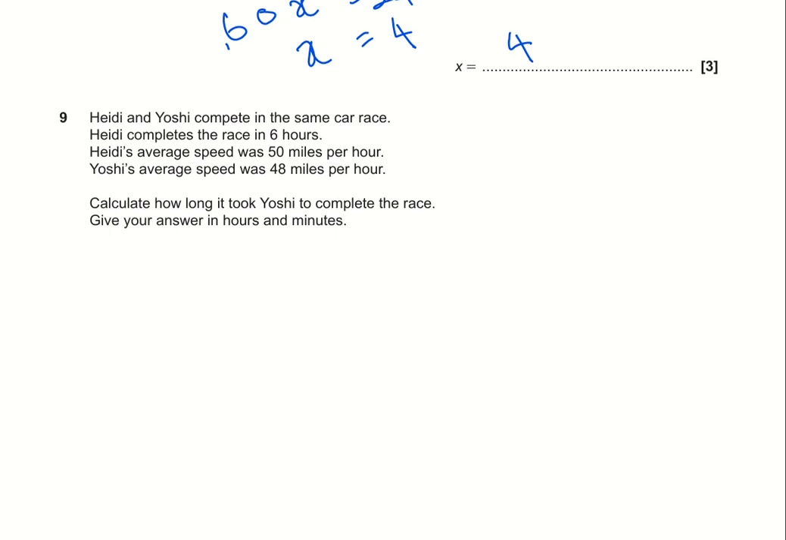Question number 9. Heidi and Yoshi complete the same car race. Heidi completes the race in 6 hours. Heidi's average speed was 50 miles per hour. Yoshi's average speed was 48 miles per hour. Calculate how long it took Yoshi to complete the race. Give your answer in hours and minutes.